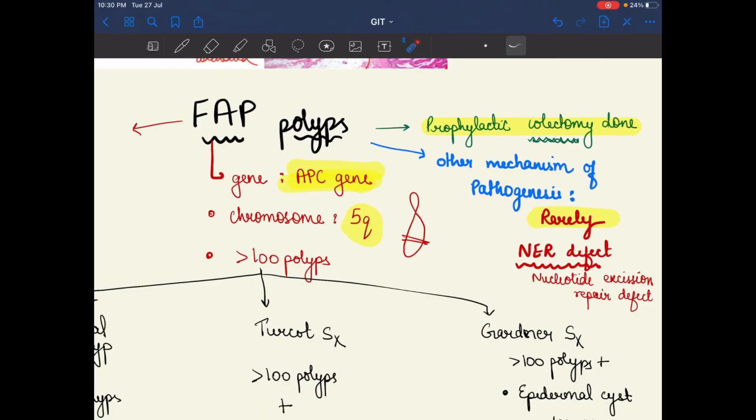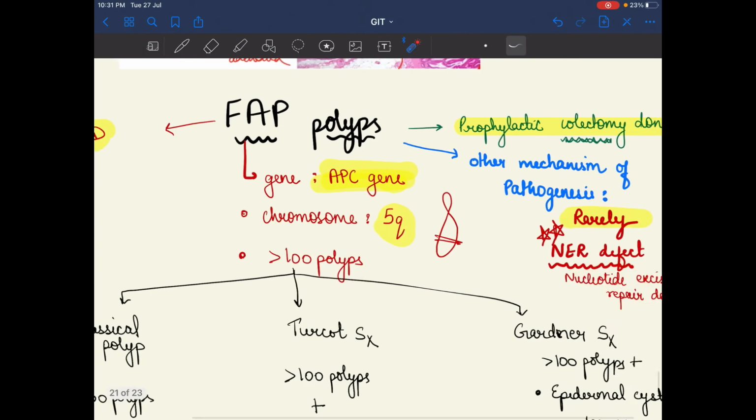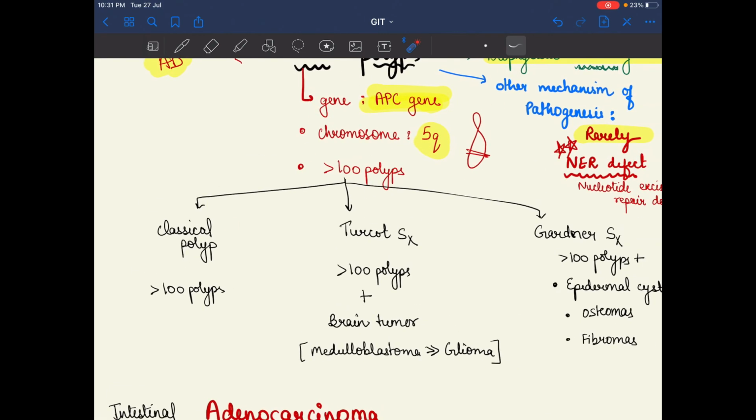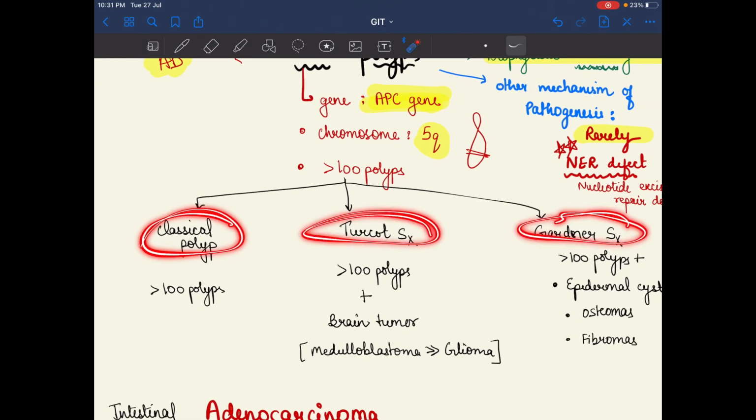And another mechanism of pathogenesis is that it very rarely involves the NER defect, that is nucleotide excision repair defect. So please remember that it rarely also involves the NER defect. So FAP is an autosomal dominant condition. The gene involved is the APC gene on chromosome 5q, and more than 100 polyps are present. More than 100 polyps are also seen with classical polyposis, Turcot syndrome, and Gardner syndrome.